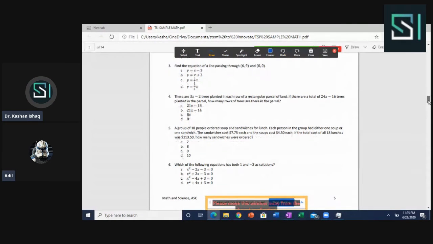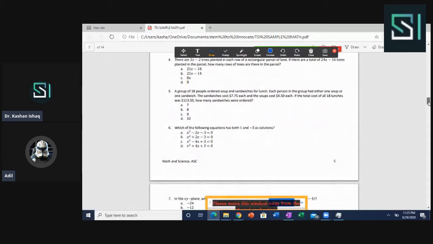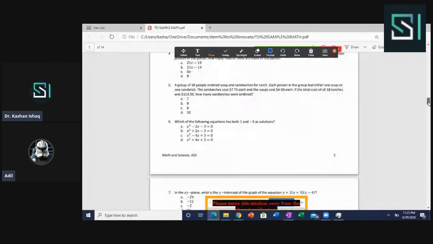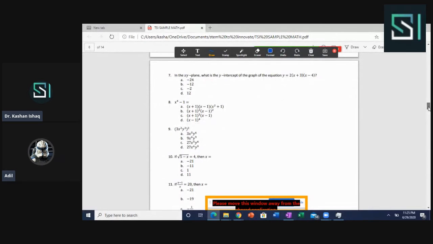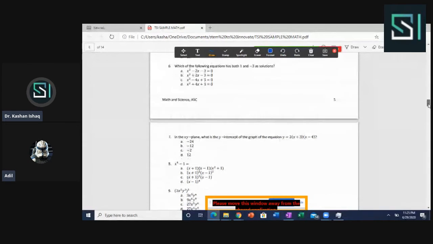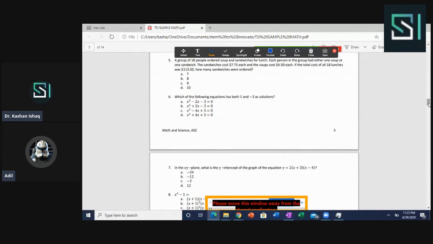Okay, and what else? I needed help with number 6. I think, yeah, number 6. Okay, so which of the following equations? That's really what confused me on the actual thing. You should be able to do this one now, right? So let's quickly do this one. I think you should be able to do this on your own.